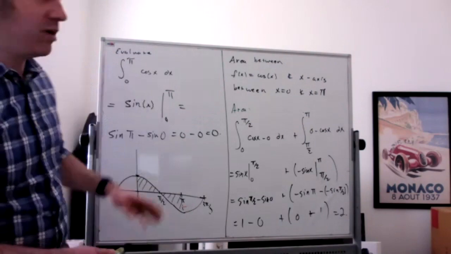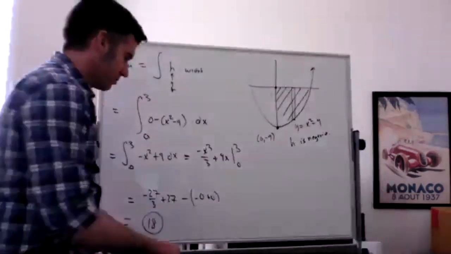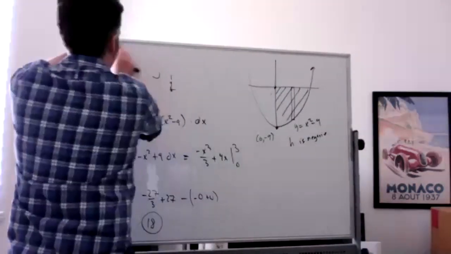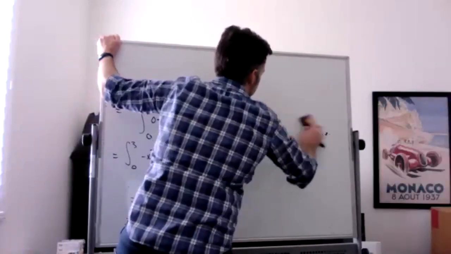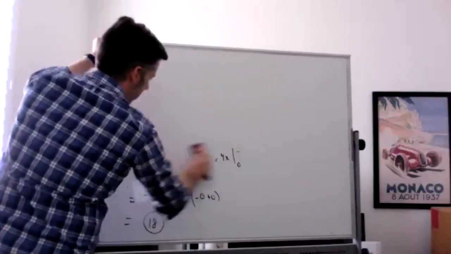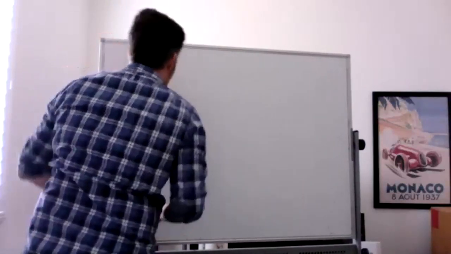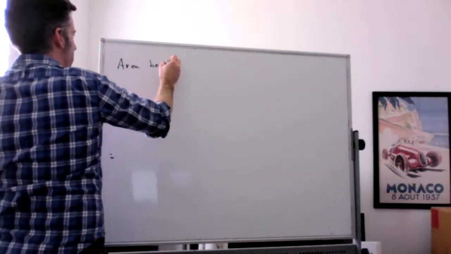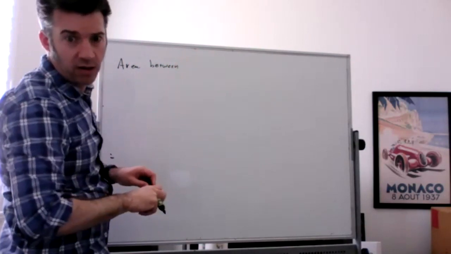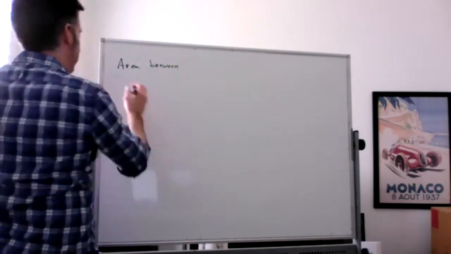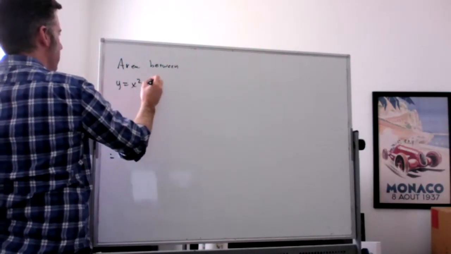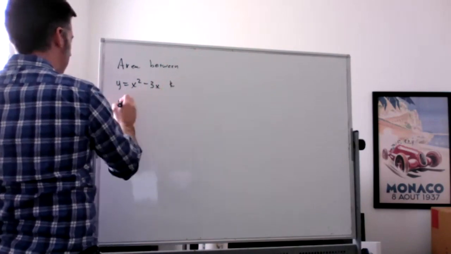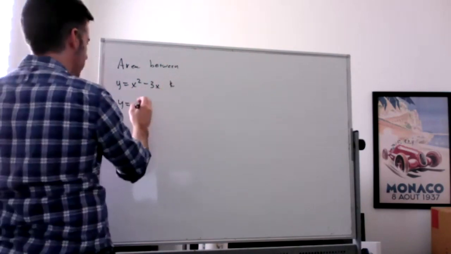And we got time. We got time for one more. I want to find the area between, what have I got here? Sorry. y equals x squared minus 3x and y equals x.